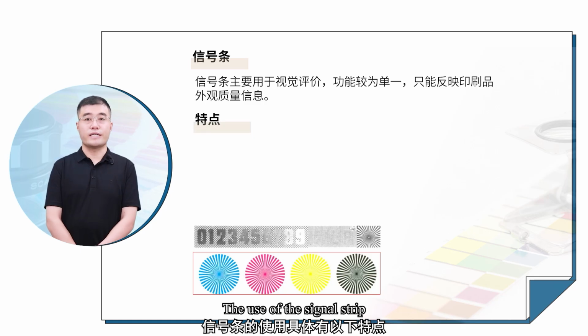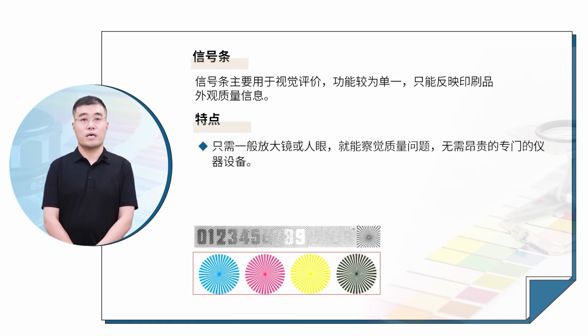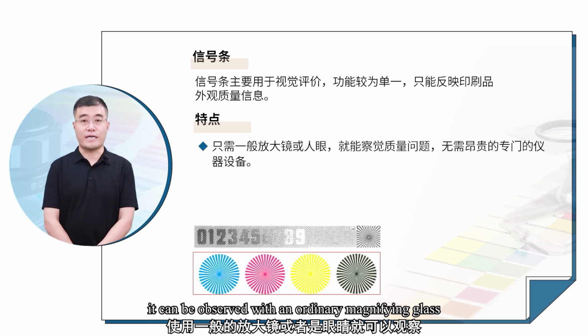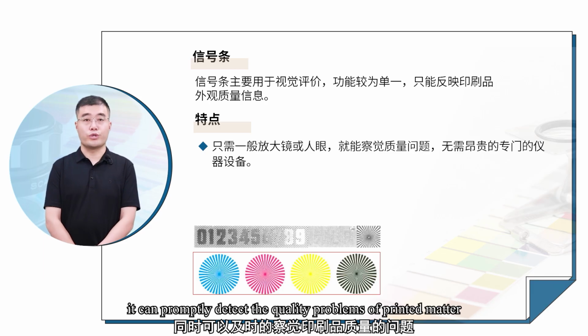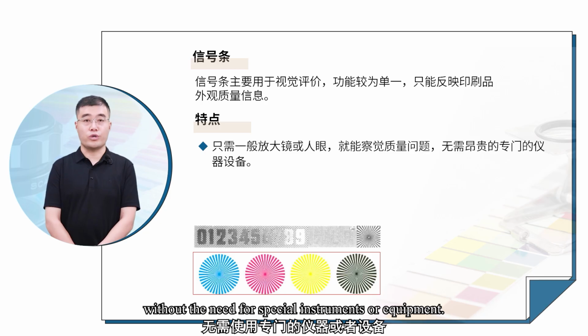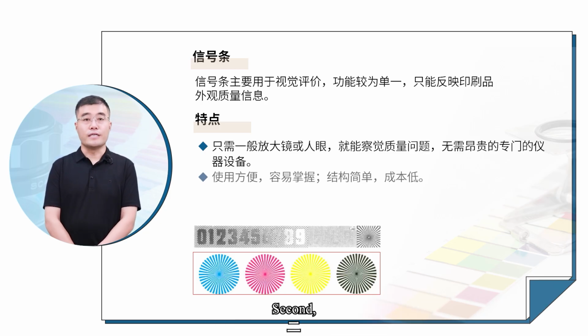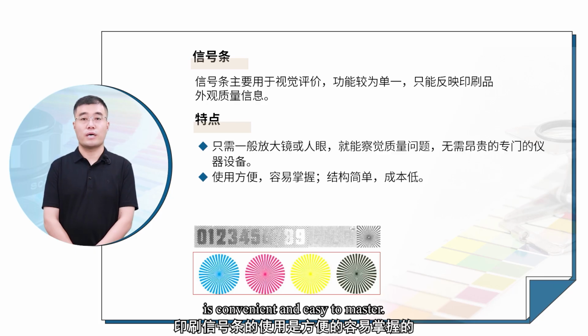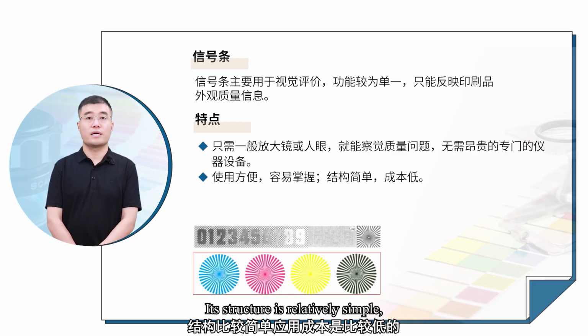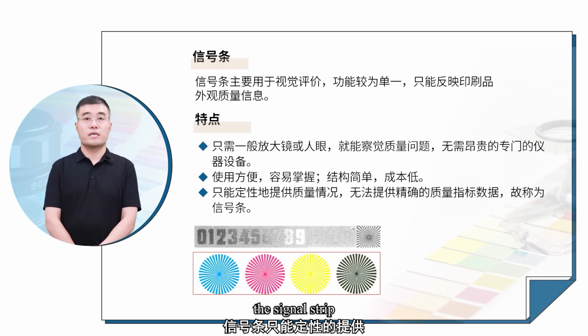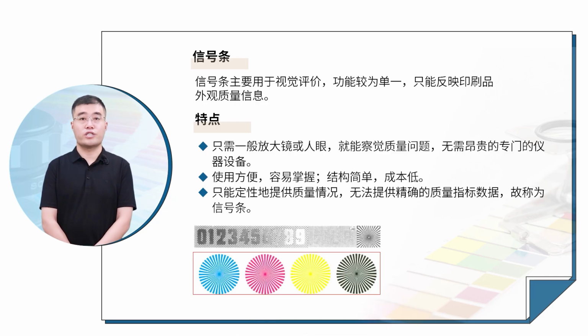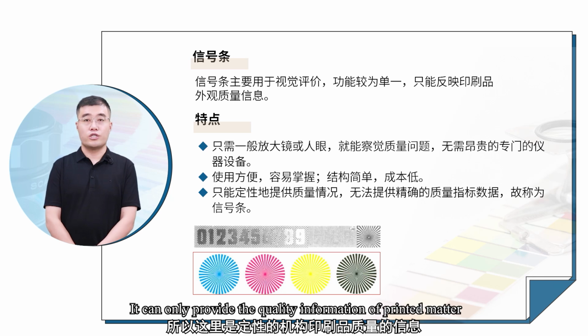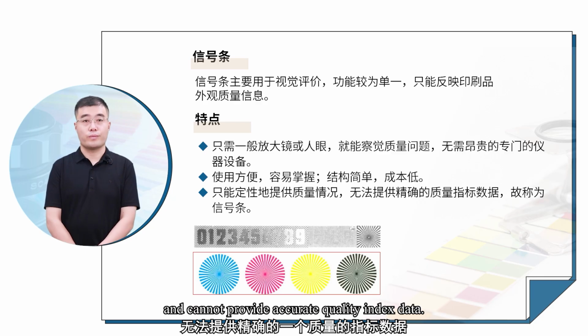The use of the signal strip has the following specific characteristics. First, it can be observed with an ordinary magnifying glass or the naked eye, and at the same time, it can promptly detect the quality problems of printed matter, without the need for special instruments or equipment. Second, the use of the printing signal strip is convenient and easy to master. Its structure is relatively simple, and the application cost is relatively low. Third, the signal strip can only provide information qualitatively, so it is a qualitative mechanism. It can only provide the quality information of printed matter, and cannot provide accurate quality index data.